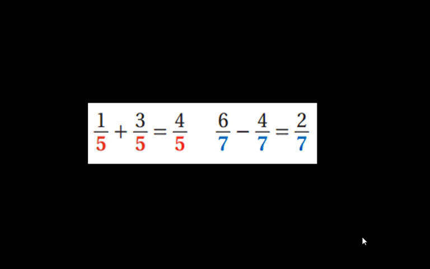You may remember back in the old days, adding nice little fractions that already have common denominators. As in these examples, 1/5 plus 3/5 is 4/5. So the denominator stays the same, and you add the numerators. Same with subtraction. 6/7 minus 4/7 is 2/7. Denominator stays the same, and you just subtract the numerators.